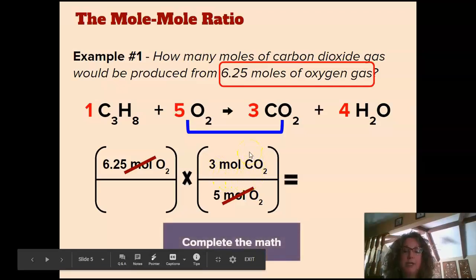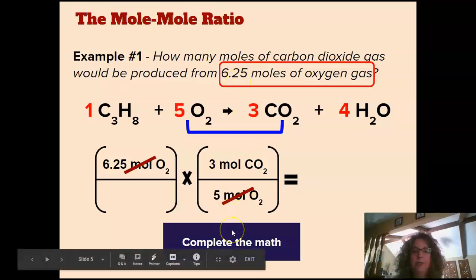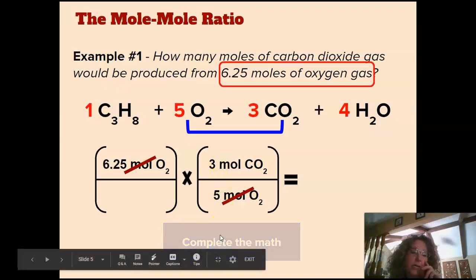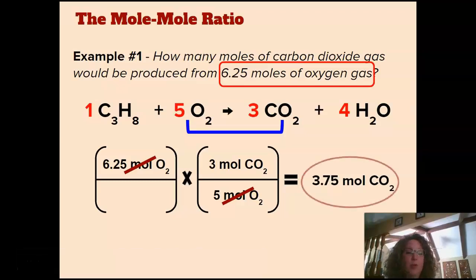So I finished the setup for the problem in example 1. Now I complete the math. I take 6.25 times 3 equals, and then divided by 5. You should get 3.75 moles of carbon dioxide as your final answer. These are real small calculations this week, really short, small step equations.